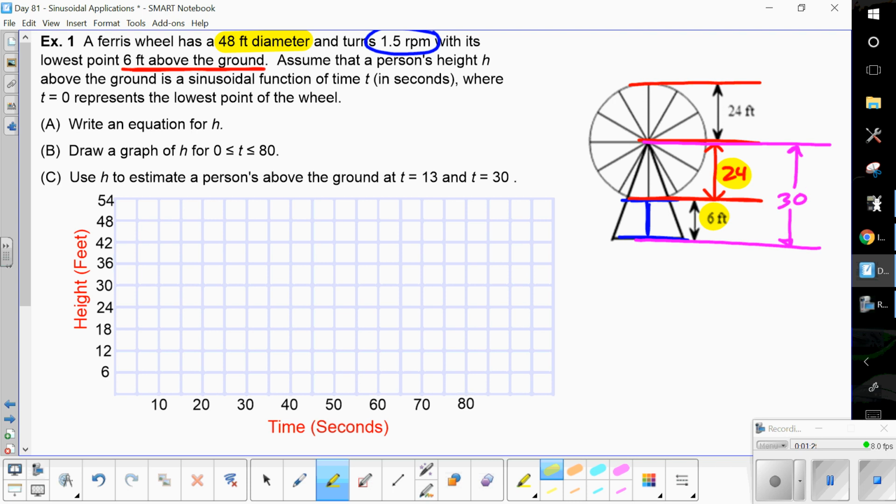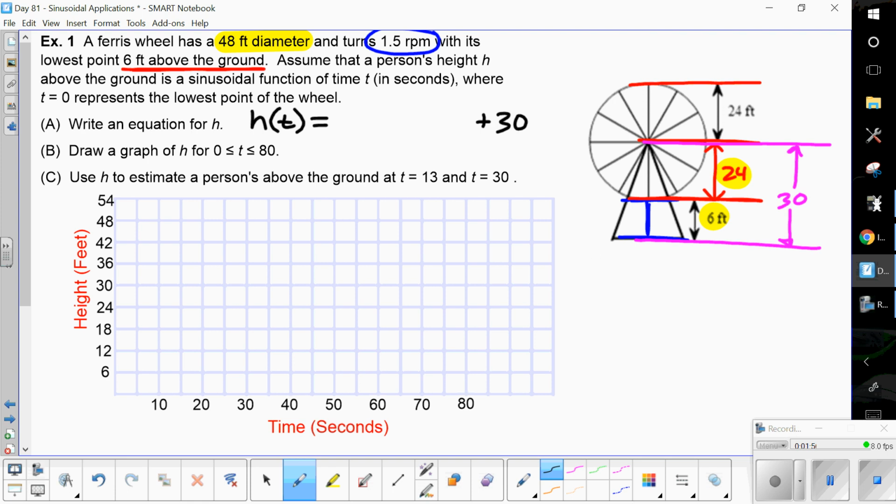Okay, we're going to go ahead and make an equation here in radian mode, or a function, and we'll do it in function notation. So what is the height with respect to t? And I know it's going to have a vertical shift of 30. So at the end it's going to be plus 30.